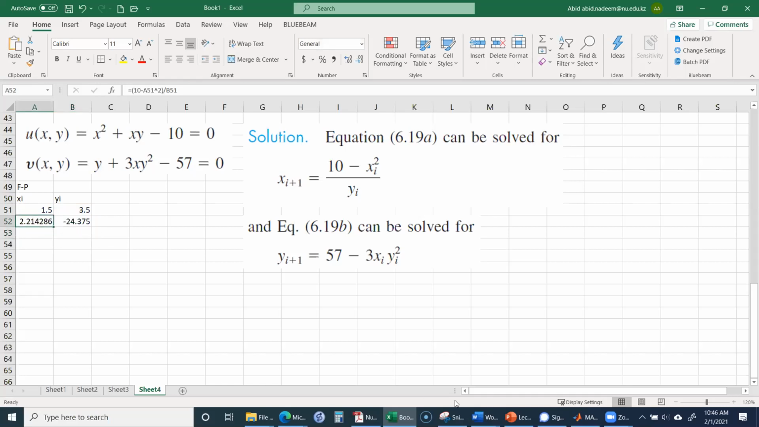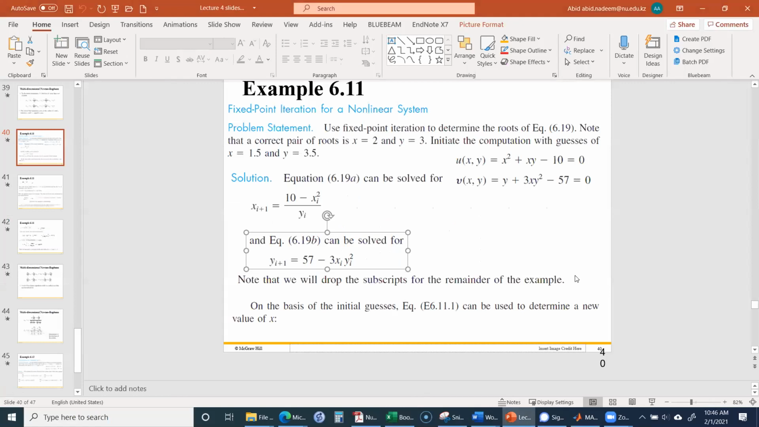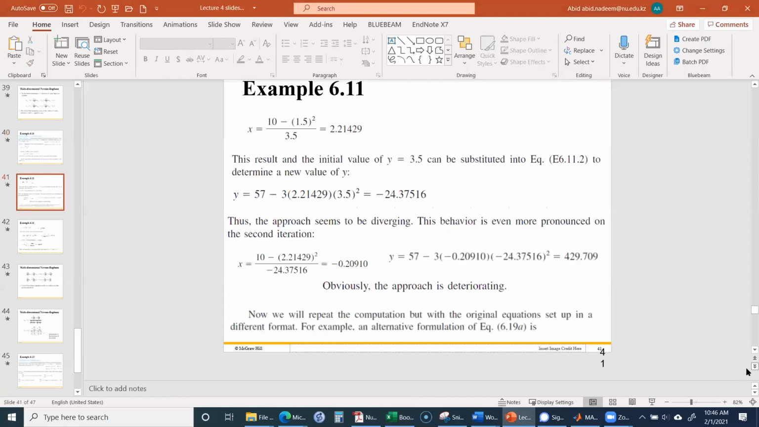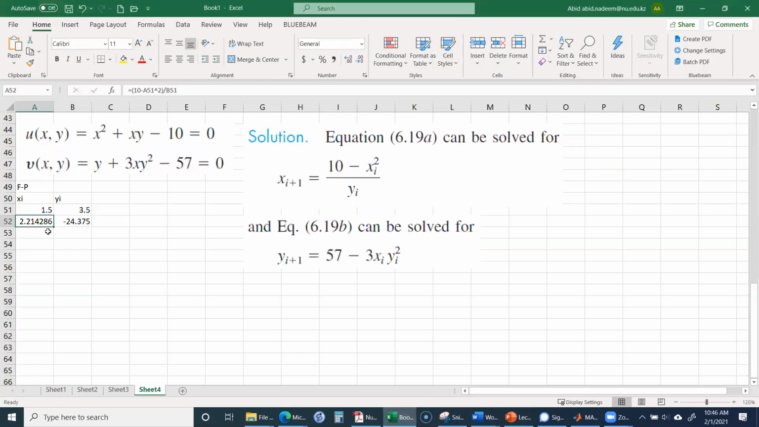So the same results as I have seen, minus 24 and 2.24. And then it is easy for me to perform the next iteration. I will just drag it, okay? And then I can perform as many iterations as I like.